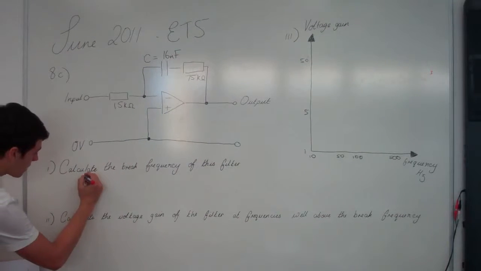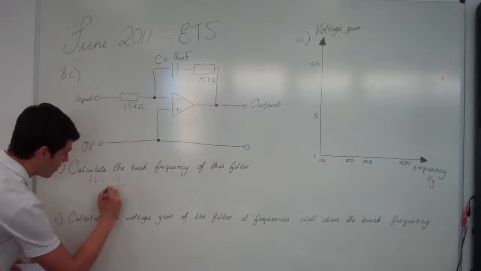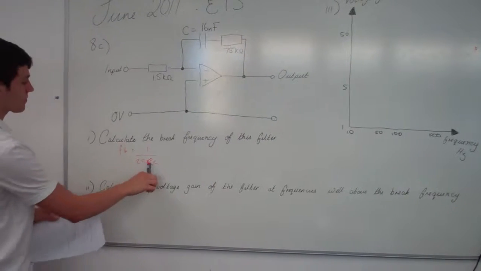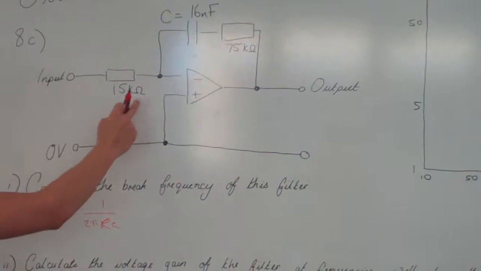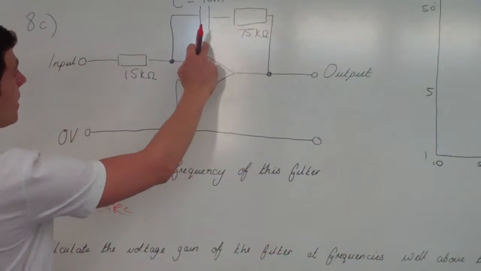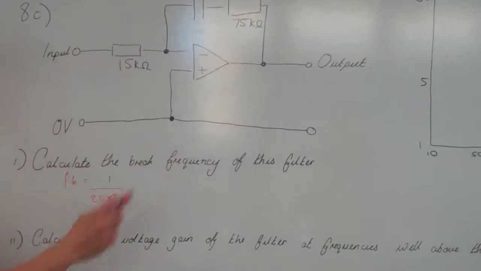In the formula sheet we're given FB, which is break frequency, is 1 over 2 pi RC. We know what the capacitor is. You might be asking, well, we've got two resistors, which one do we use? We always use the one which is closest to the capacitor, you could say, so in series with the capacitor.